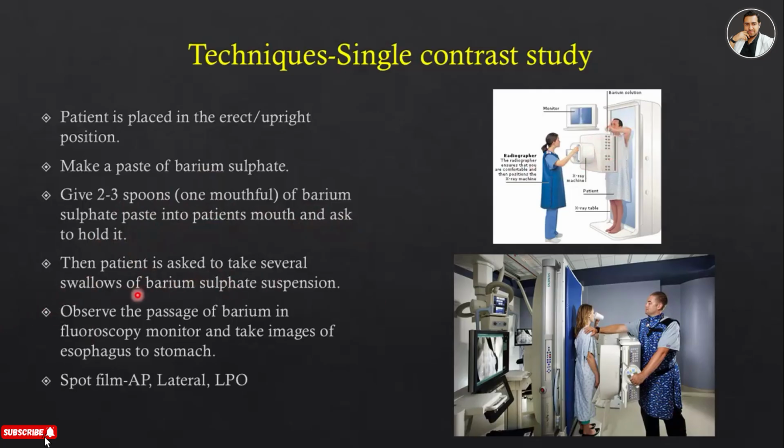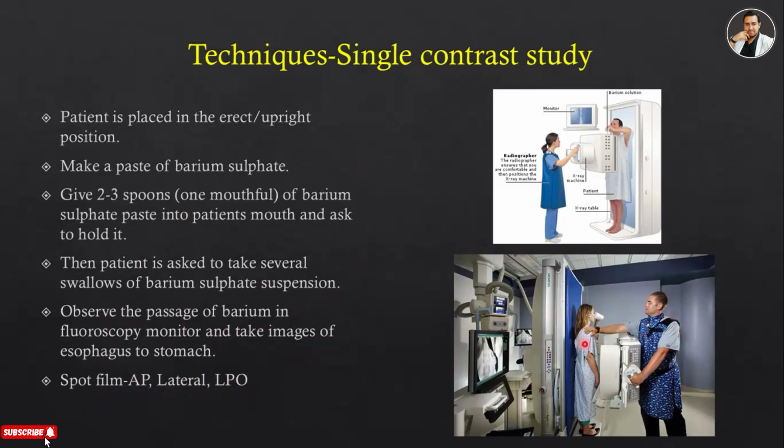And then the patient is asked to take several swallows of barium sulfate suspension. And then you ask the patient to swallow the barium sulfate, and in the meantime you take the X-rays and observe the passage of barium on the fluoroscopy monitor and take images of the esophagus to stomach. So when the patient is swallowing the barium sulfate, you monitor the passage of the contrast, how it goes down the esophagus, and try to make images of the whole esophagus in different positions. Like one is spot frame AP, and then lateral, and then the left posterior oblique.